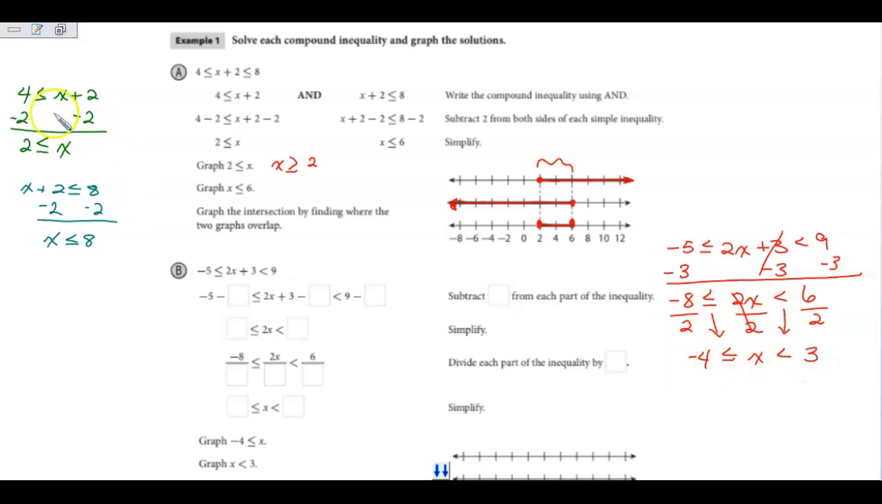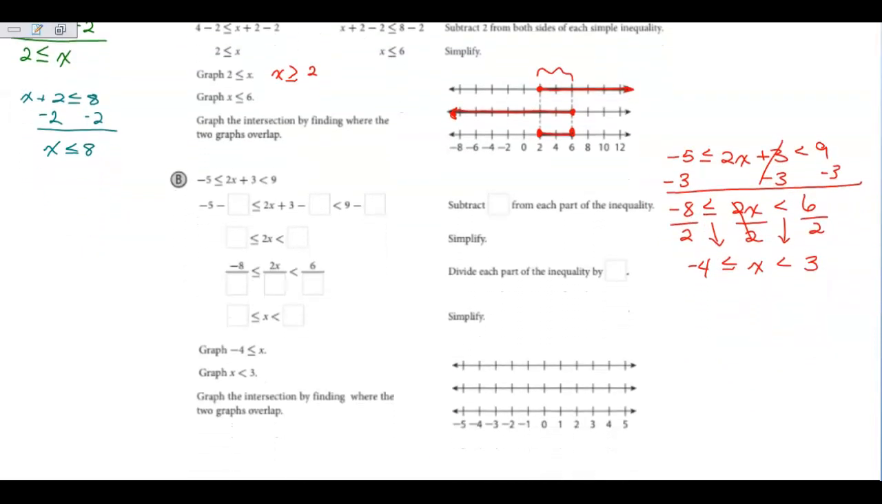Doing this is the same as doing this. It's just in one section instead of two separate sections. Now we're ready to graph them. And so we have -4 is less than or equal to x. So that means x is going to be any number greater than -4. So we're going to find our -4, and it's closed. And it's every number greater than or equal to -4.